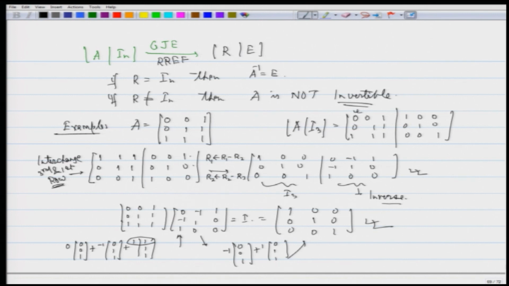Fine. So, I would like you to learn to compute these things, all right, and it is very very important that I start with A and I_n. I apply the Gauss-Jordan method. If the first part has identity as an RREF, then I get the inverse, otherwise A is not invertible.